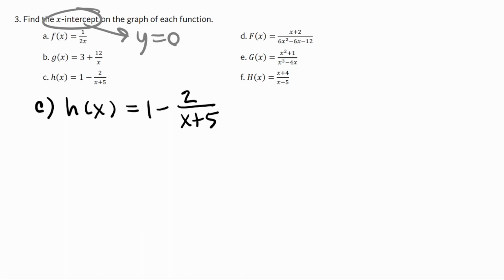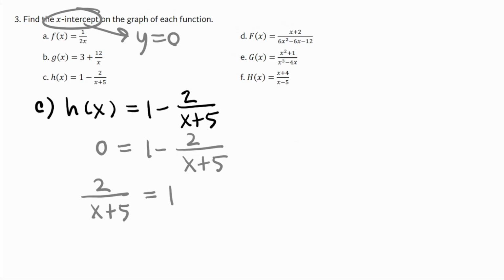C is h of x equals 1 minus 2 over x plus 5, and I think this one will work out pretty similarly to the previous one. I'll add the fraction to the other side. Add 2 over x plus 5 to both sides, which you can do as long as you add it to both sides. So 2 over x plus 5 equals 1.